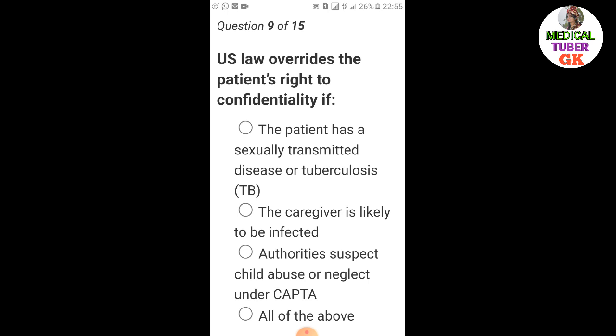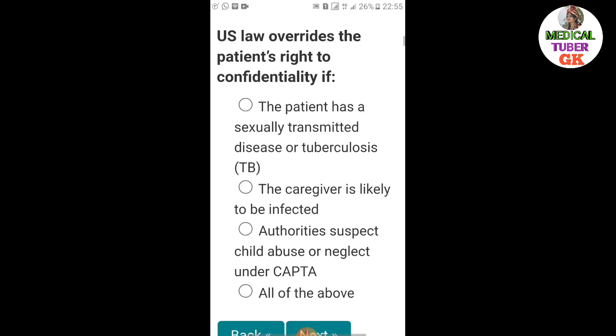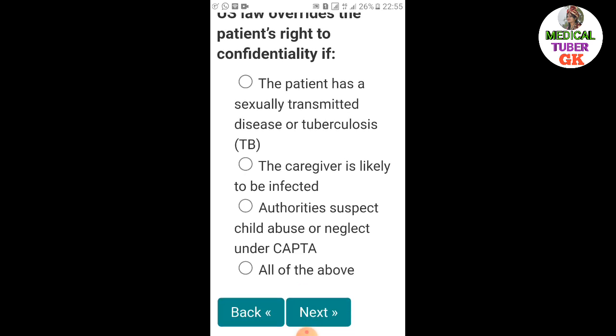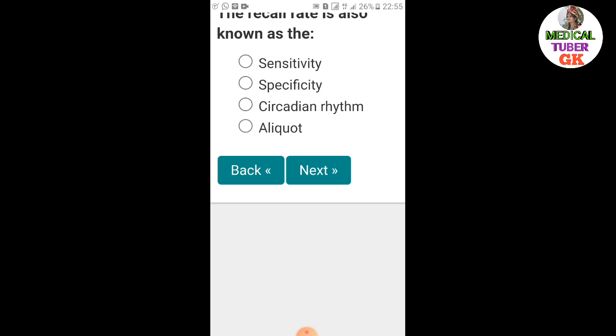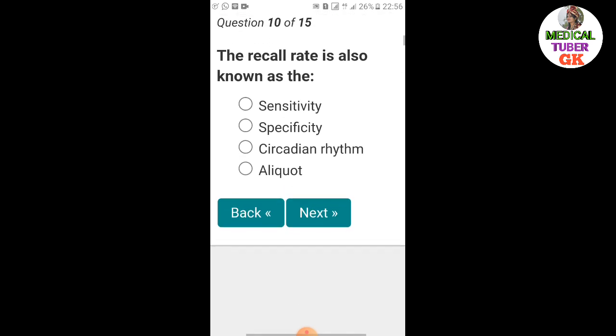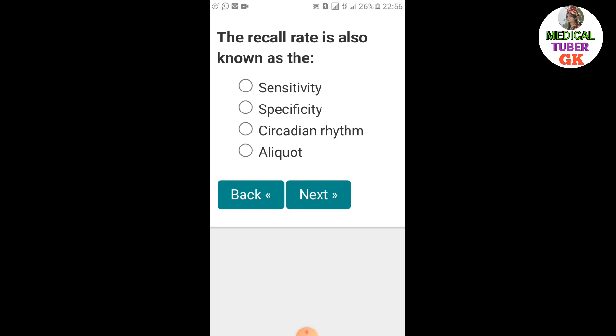Next question is: US law overrides the patient's right to confidentiality if the patient has a sexually transmitted disease or tuberculosis, the caregiver is likely to be infected, authorities suspect child abuse or neglect under CAPTA, and all of the above. And the correct answer is, friends, all of the above is the confidentiality exception. Next question. Friends, this video is about US America, so US law, not Indian law.